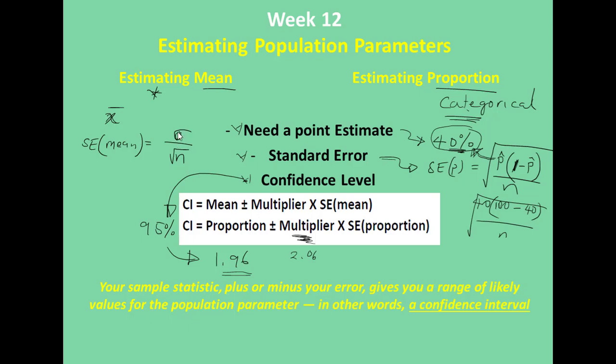Sometimes you don't have the population standard deviation and you have the sample standard deviation. Still, you can use the same formula, just replace the population standard deviation by S, which is the sample standard deviation. And if you are going to be using the sample standard deviation, that's when you are forced to use the t-distribution when it comes to determining the multiplier.